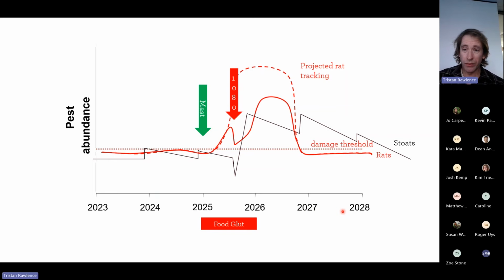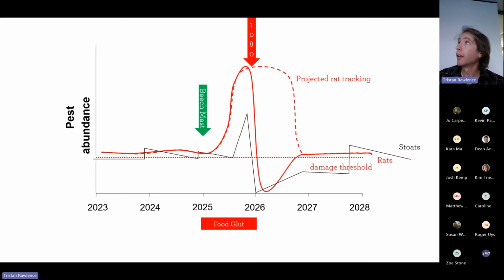Therefore, we're taking a different approach here, which is where we want to be avoiding doing operations in these forests when there's a food glut. And we need to be investing in research to identify at what time rats and mice are hungry. But in the meantime, our approach is mast avoidance. So if we have a mast avoiding approach, it might look something like this. We deliver a 1080 operation in the post-mast period. And that arrow there should just say mast, not beech mast, I'm sorry.